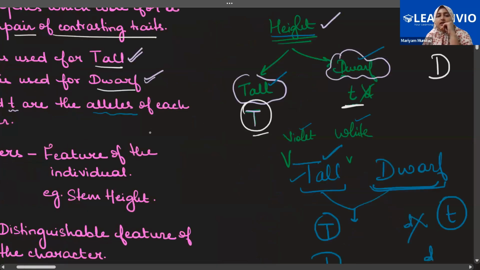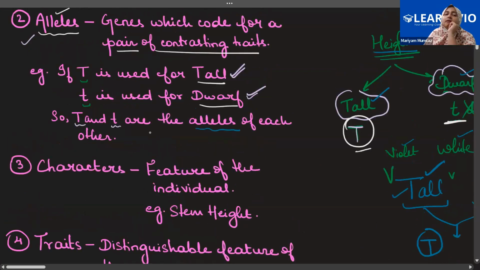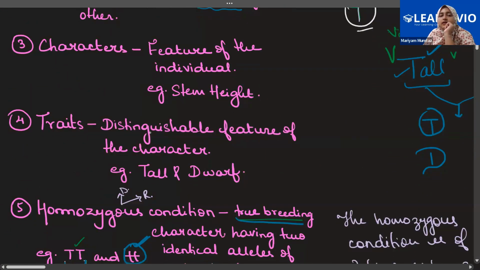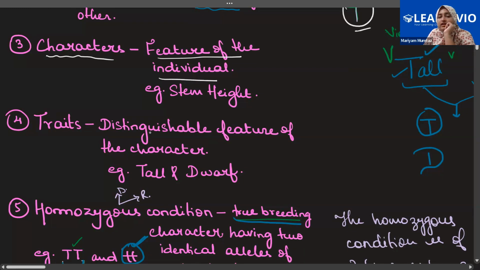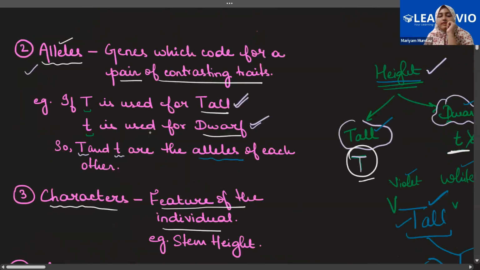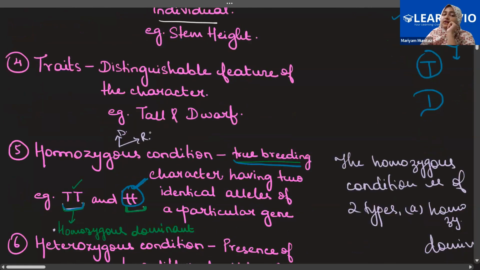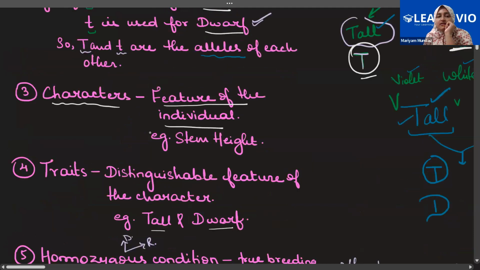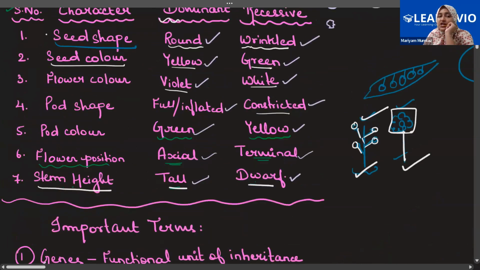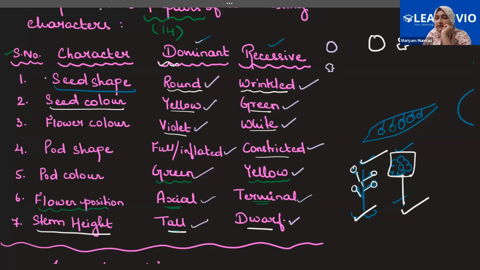Now, after that, we'll talk about characters. The character is the feature of the individual, for example, the stem height. First let me explain traits. Traits are the distinguishable features of the character, such as tall and dwarf. So if we look at the chart, if seed shape is the character, it is a feature of the plant, and the seed shape being round or wrinkled, round and wrinkled are the traits of the character seed shape.